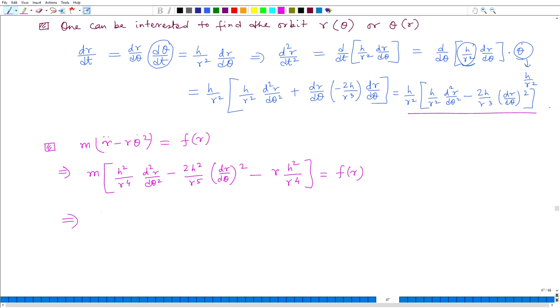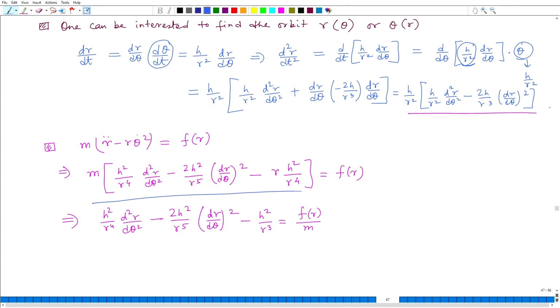Then simply I can write finally that h square by r to the 4 d2r d theta 2 minus 2h square by r to the 5 dr d theta square minus h square by r cube is equal to f of r by m, okay. So, you see this is the general equation for orbit, okay, general equation of orbit.